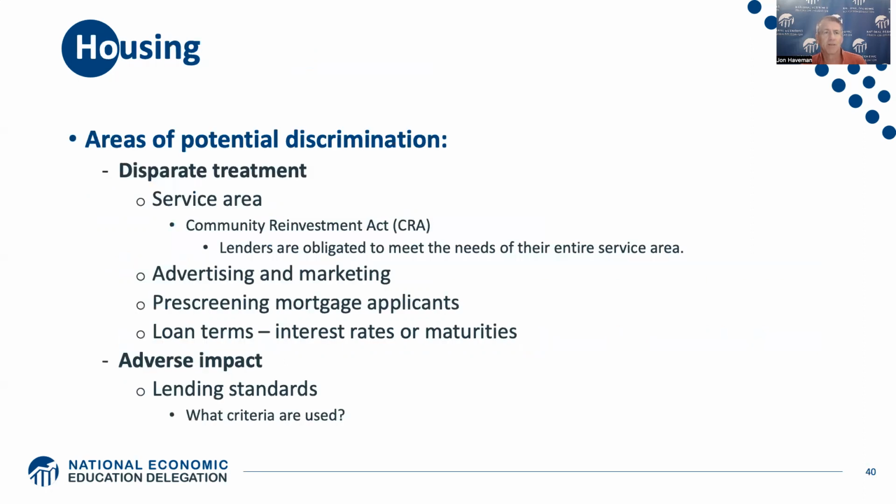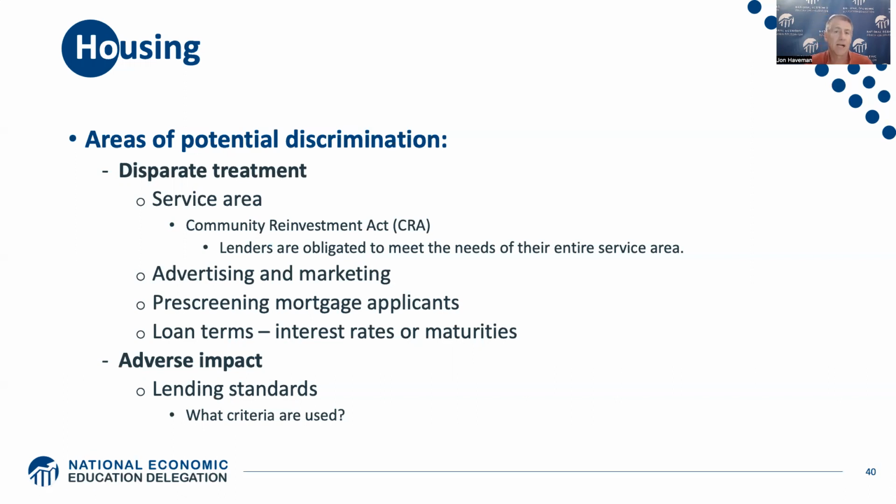In terms of housing, right, there was tremendous potential for discrimination that prevented Black GIs from really making use of the GI Bill, right? So there's lots of disparate treatment. The Community Reinvestment Act obligates lenders to meet the needs of their entire service area. So if a service area had Black families in it, banks didn't go there. Lots of advertising and marketing geared towards white GIs, not towards Black. There was pre-screening of mortgage applicants, screening out white from Black.